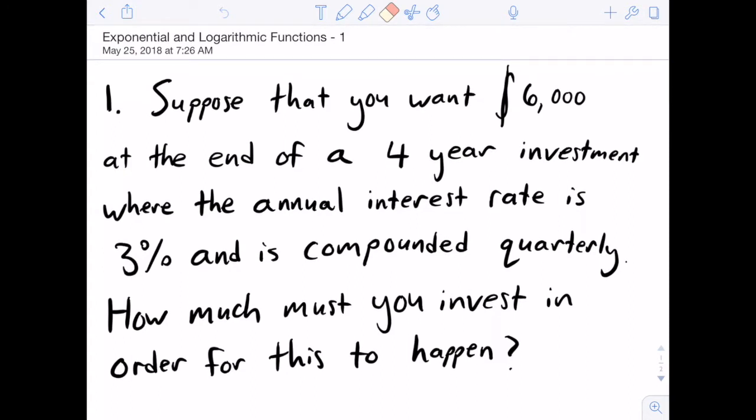So number one says, suppose that you want $6,000 at the end of a 4-year investment where the annual interest rate is 3% and is compounded quarterly. How much must you invest in order for this to happen?